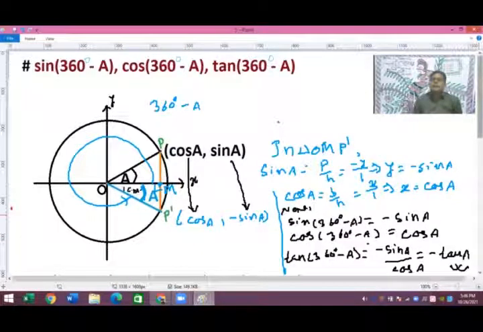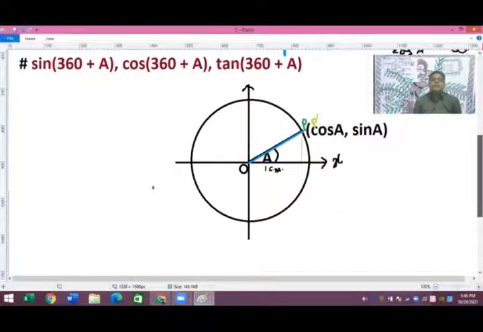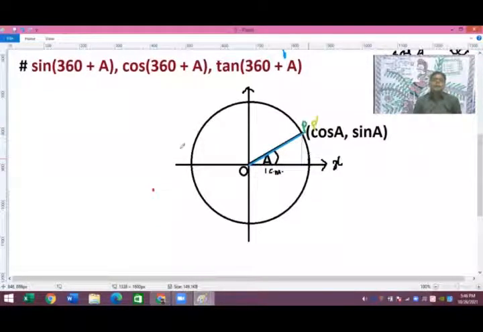Let's now talk about 360 degrees plus a. Up here we'll do the same work. With this complete circle, up to here again it is 360 degrees, and plus a means we are taking the same angle a, then we are again at the point P, that means P and P dashed will coincide with each other. So directly from this figure we can say that sine 360 degrees plus a is sine a, because there is no change in the y coordinate.